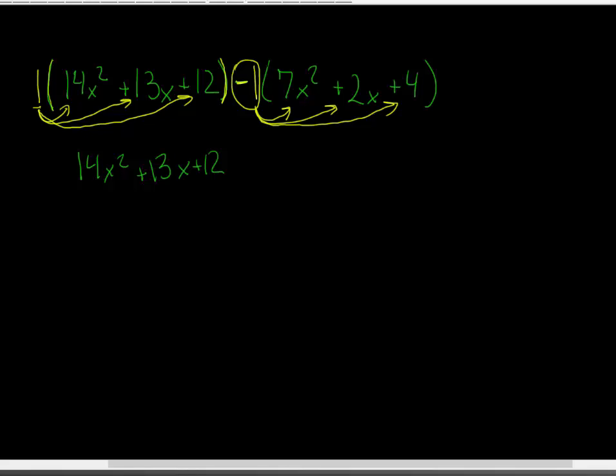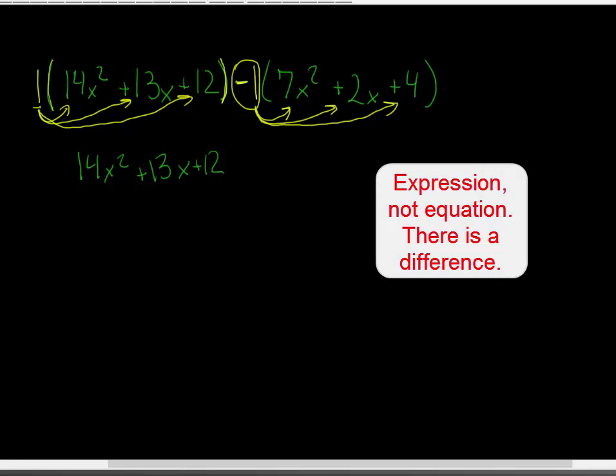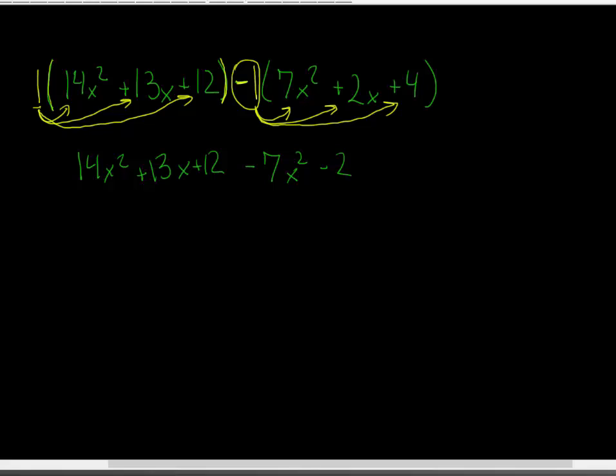Anytime we have a negative out in front of the parentheses, we got to distribute it. And all it's going to do is change the signs of all the terms inside the equation. So instead of positive 7x squared, we'll have negative 7x squared. Instead of positive 2x, negative 2x. And instead of positive 4, negative 4. And now all we've got to do is combine like terms.